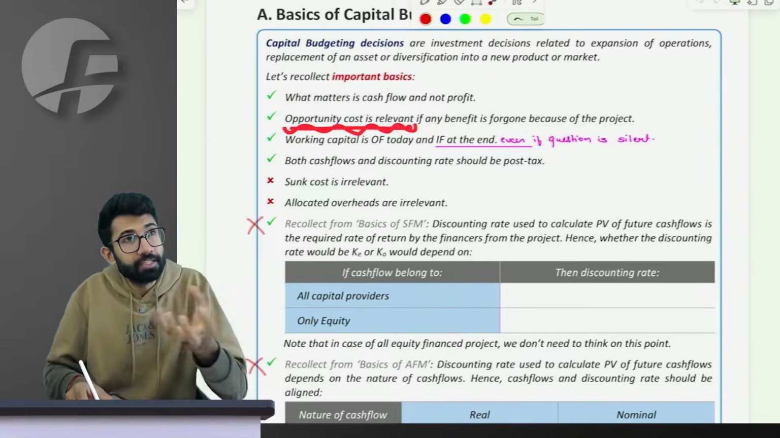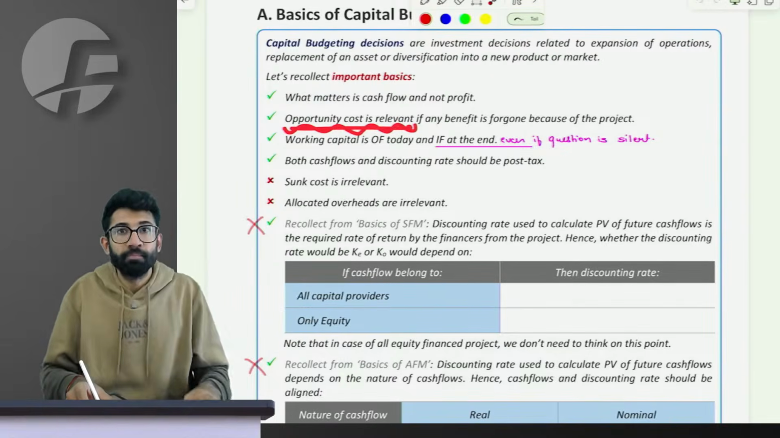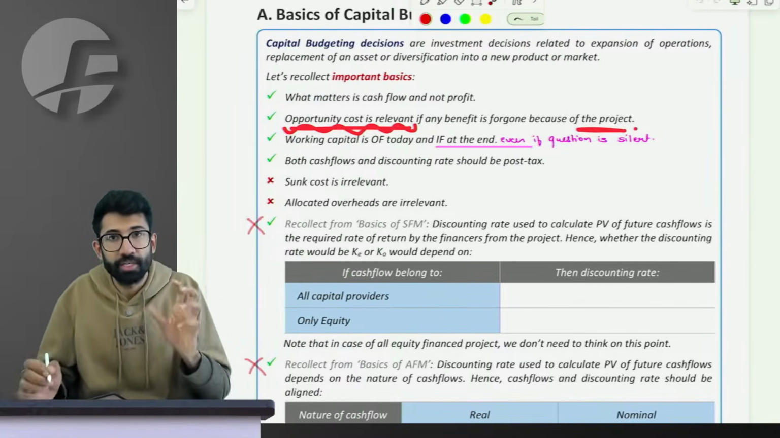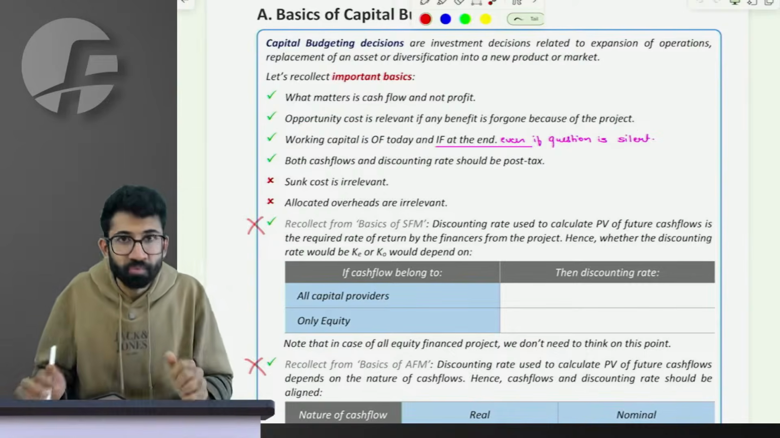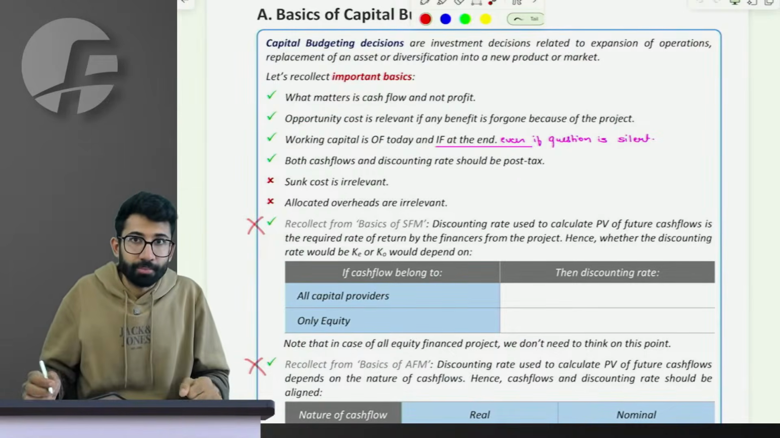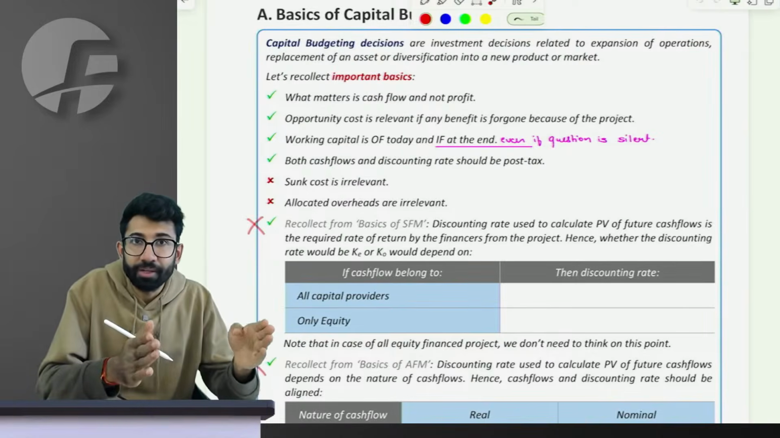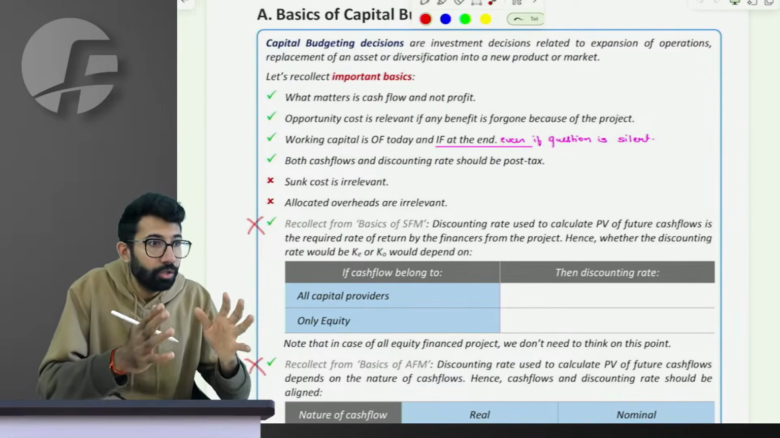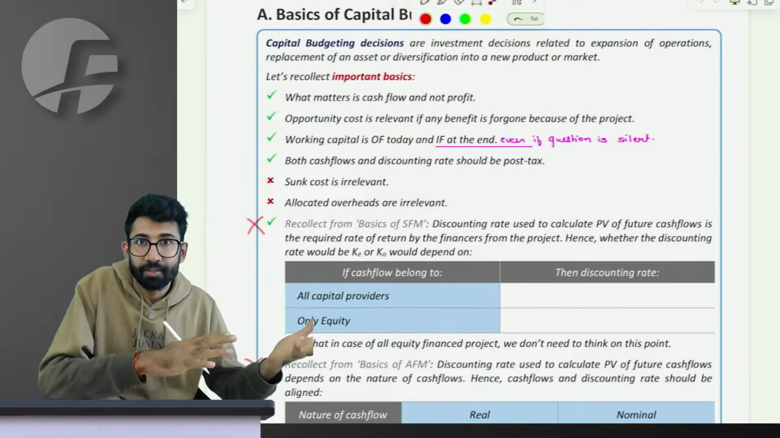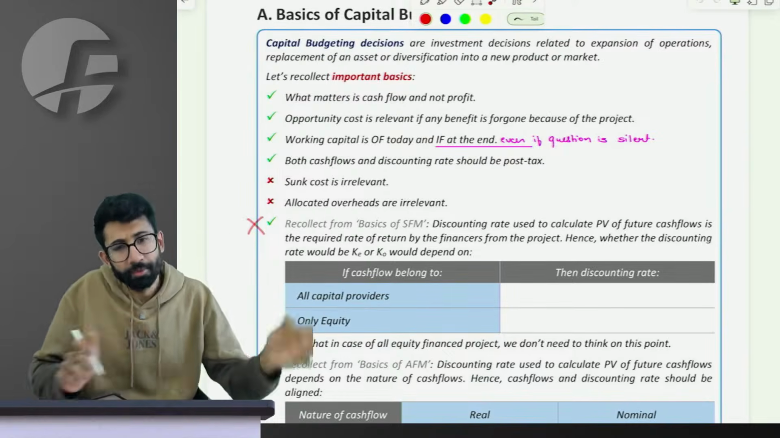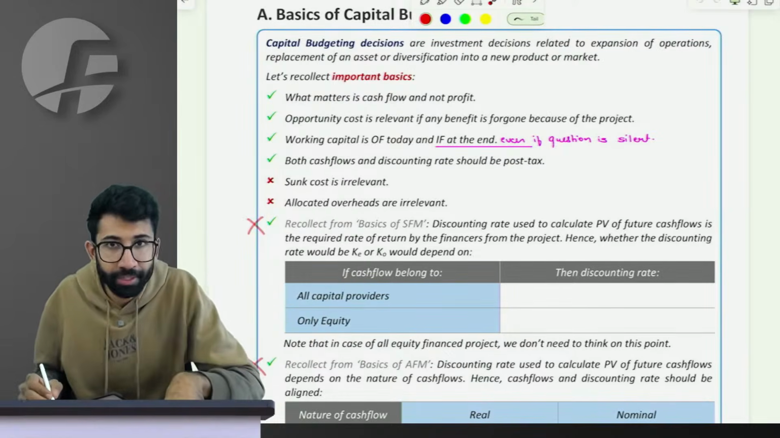If there is a benefit which is foregone because of a project that I want to start. For example, I want to start a project, right? To set up that factory, I will not take any other premise. Someone else's premise I'm not taking because I have my own premise with me, right?